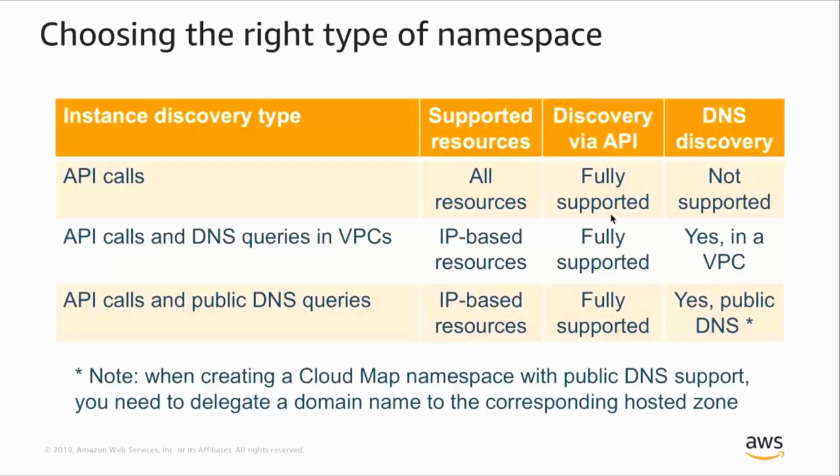One note: when you create a public DNS compatible namespace, you really have to delegate a domain name to the corresponding hosted zone created for you in Route 53. So without it, the resolution wouldn't work on the DNS level. So an extra step is required. And when you create it in VPC, well, it's available pretty much immediately for name resolution. No extra steps. So pay attention to that.